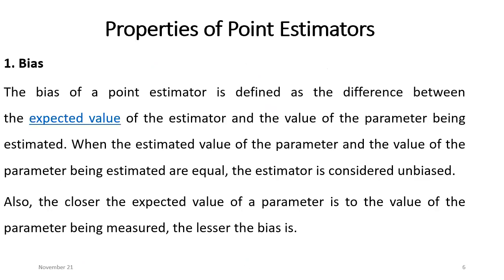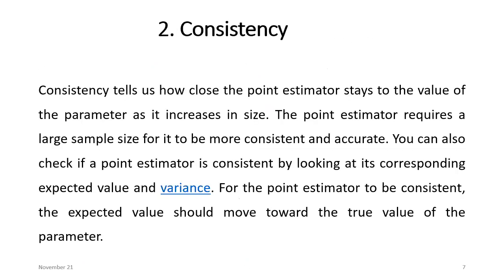A property of point estimators is that they should be unbiased. Unbiasedness means that our estimate should be equal to the population parameter. There is no difference between the actual value and the estimated value, and if a difference exists, then it is known as the bias of the point estimator. We try to reduce it by increasing the sample size, or we find its order of bias, which is known as asymptotically biased estimators.